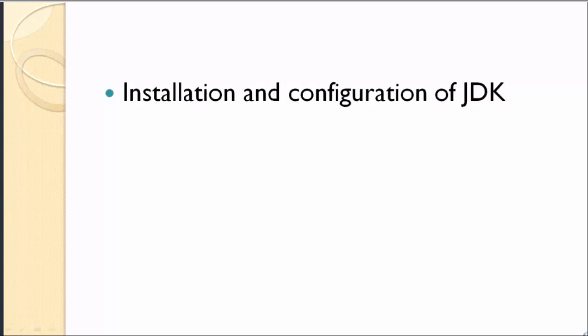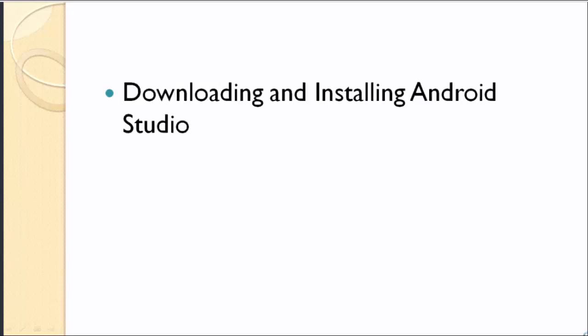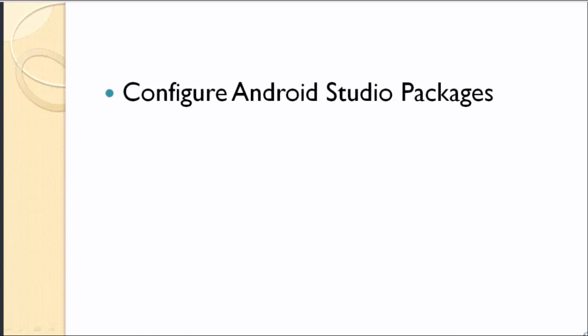Next we will see the installation and configuration of the JDK. JDK, Java Development Kit, is very important. Before you install Studio, the JDK should be installed on your machine. I'll tell you about the installation and configuration of the JDK. Next will be downloading and installing Android Studio. Where you can download it and how you can install it, I'll tell you everything about it. And last but not least, we'll see how to configure the Android Studio packages.